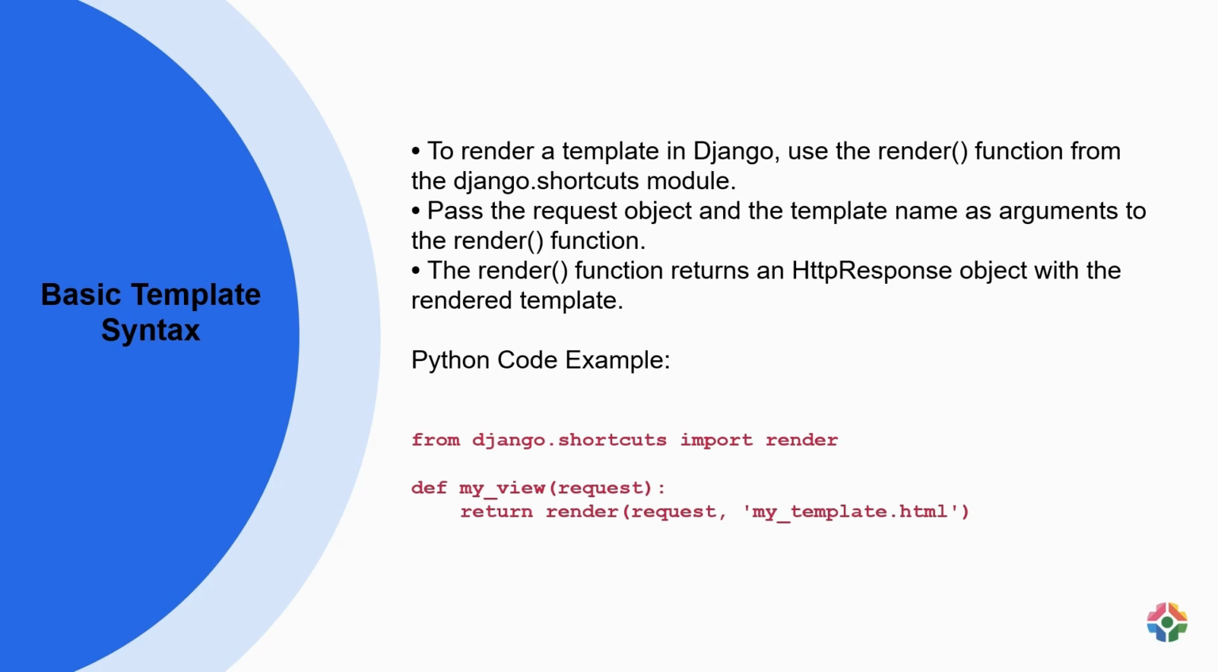For instance, in the code snippet provided, the myView function uses the render function to render the myTemplate HTML template when the view is accessed. This mechanism simplifies the process of rendering HTML content dynamically in Django web applications.